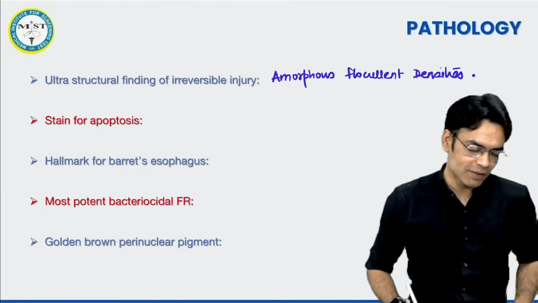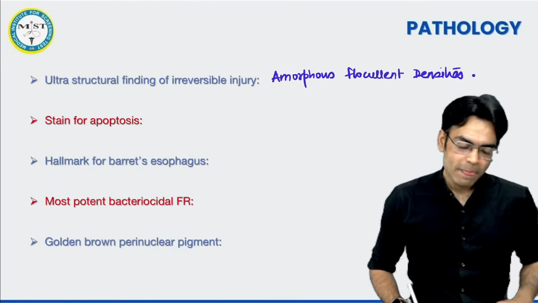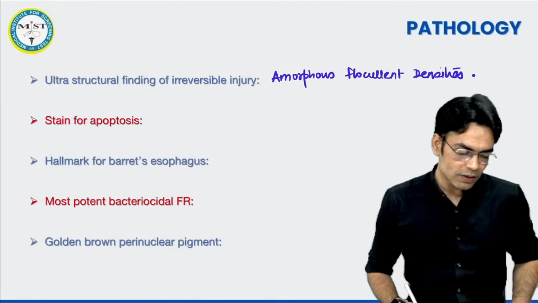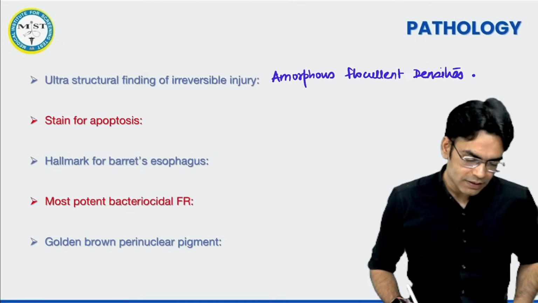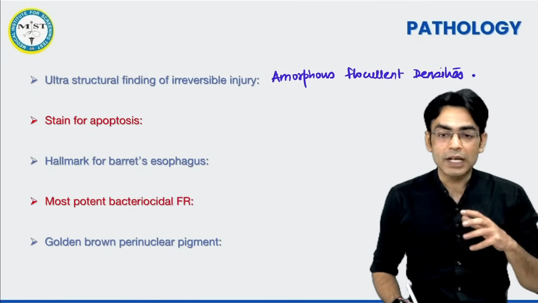Very good, very good, very good Rohit, Ruturaj. Nice. Second question, tell me, stain for apoptosis. What do you? Yes. Absolutely, yes. One more thing to understand, beta, one more thing.